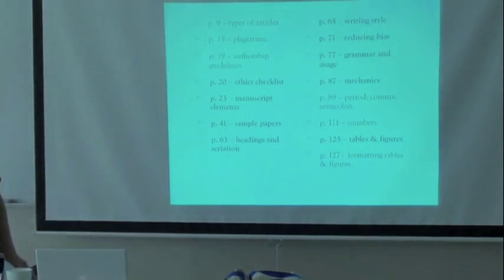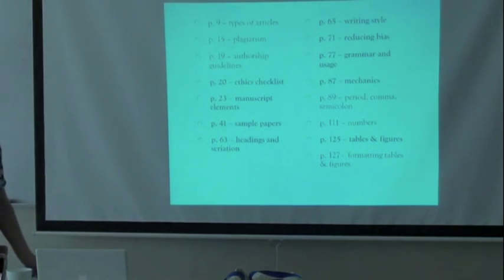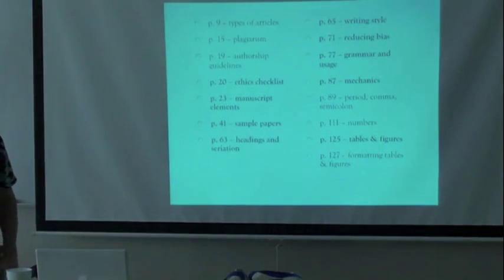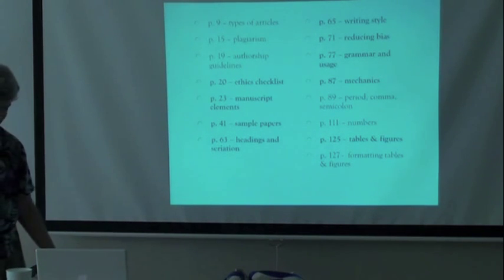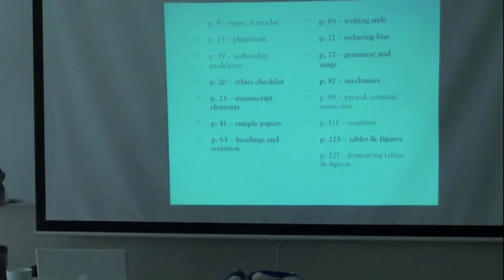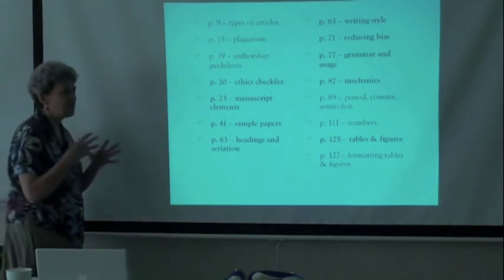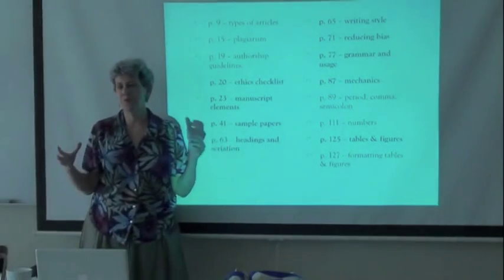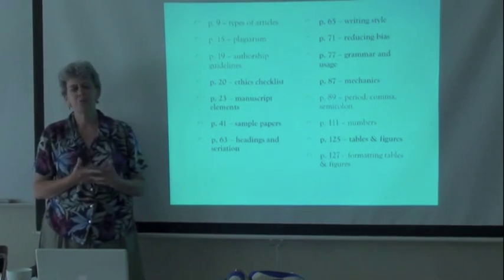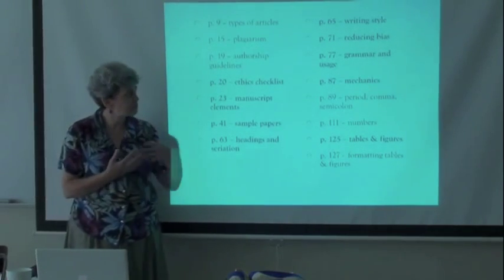And then there's reducing bias when we talk about gender, sexual orientation, racial and ethnic identity, disabilities, age, etc. So that gives you a nice overview, not the whole thing, of how to think about reducing bias as you write.